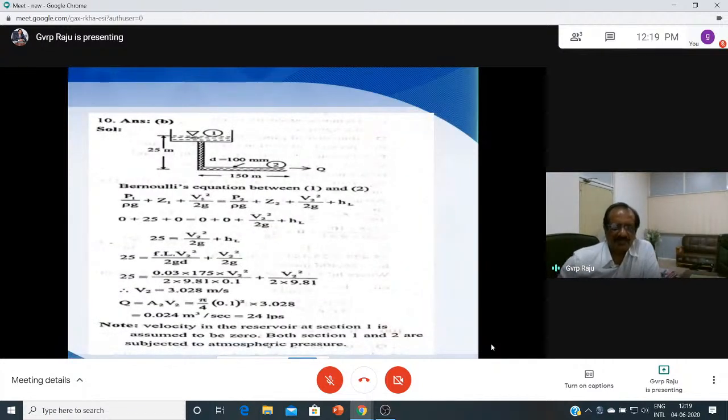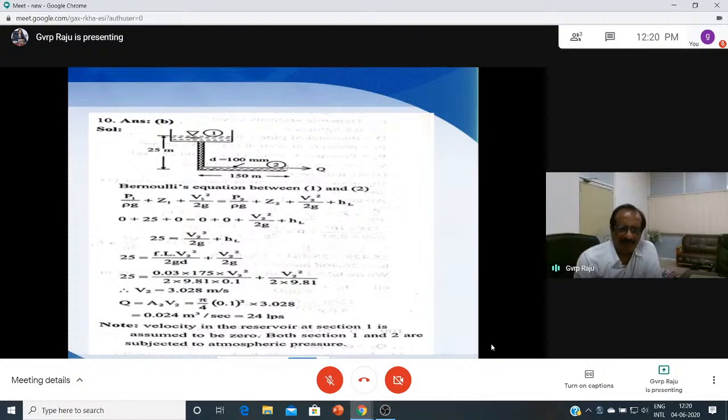We have the Bernoulli equation; you can apply the Bernoulli equation between points 1 and 2. So P1 by w plus Z1 plus V1 square by 2g is equal to P2 by w plus Z2 plus V2 square by 2g, plus the loss here. And here we have atmospheric pressure head, and the velocity is also 0 because the pressure head is constant here. So the velocity is 0 and the pressure is also 0.